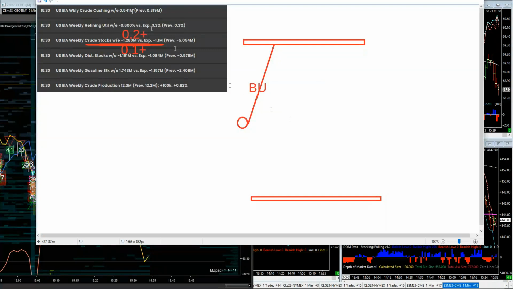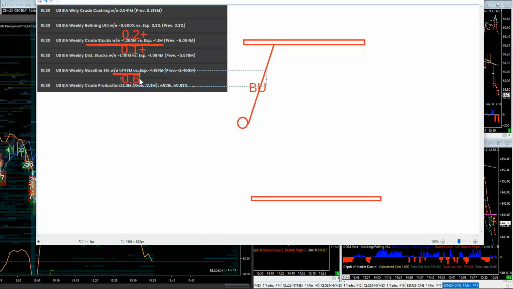So where's the bearish part? Well, it comes in one location, and in this case, it's the gasoline stocks. The gasoline actually built stock. So we saw the gasoline building 1.7. Now, what confirms that that's the case? Well, obviously 1.7 against 1.15 suggests that this is 0.6 negative.